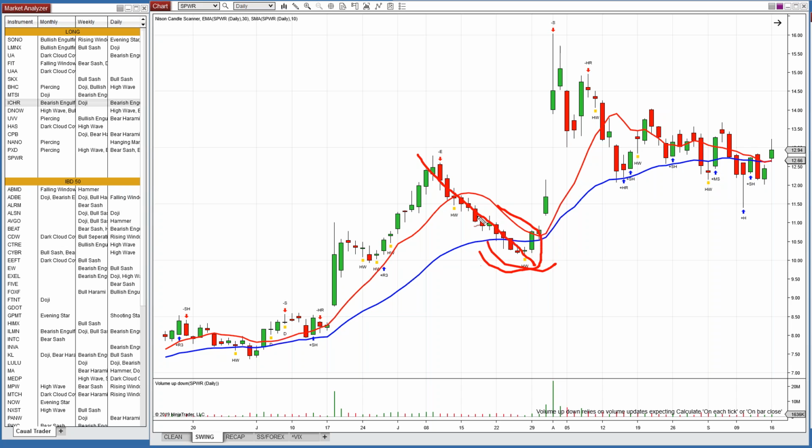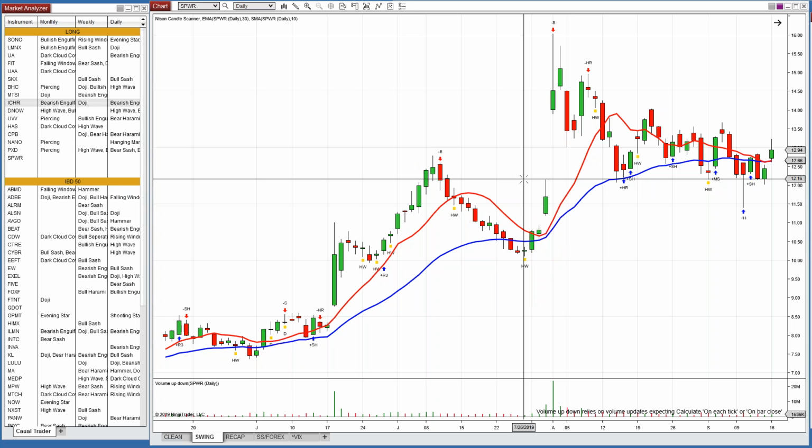So when you start seeing the shape and size of these candles right here, getting smaller, smaller, smaller with lower shadows, and it's happening at a support area, including the support of the moving averages, it's a pretty good indication that something is about to happen, right? Things are getting tight from a standpoint of volatility.